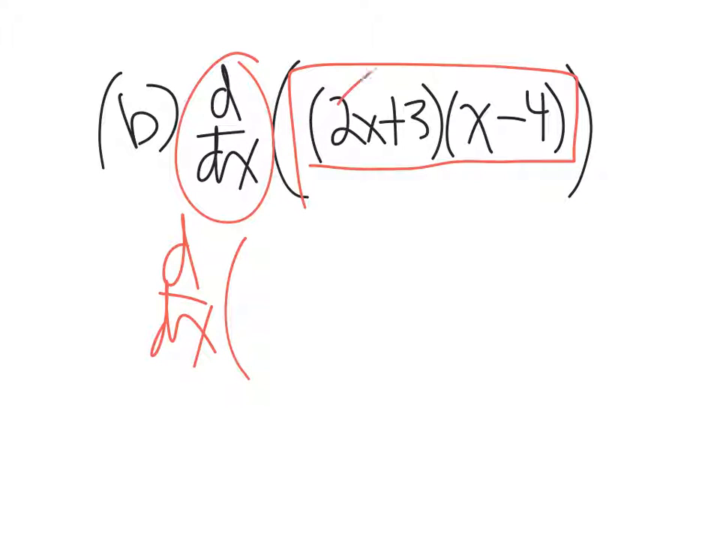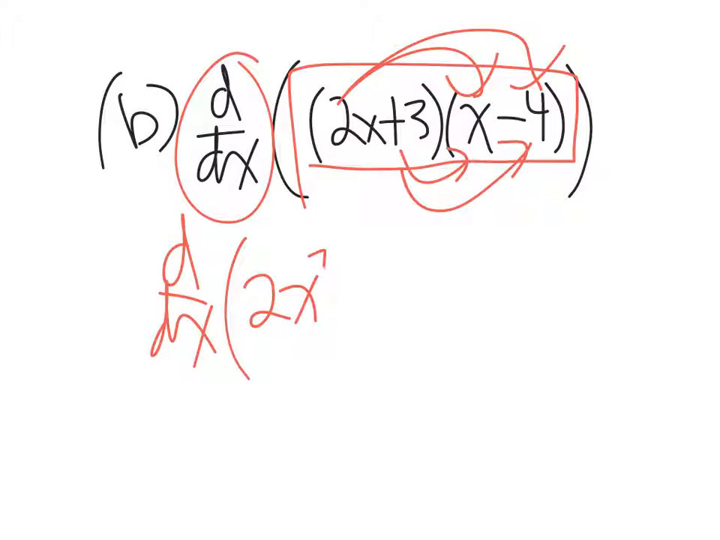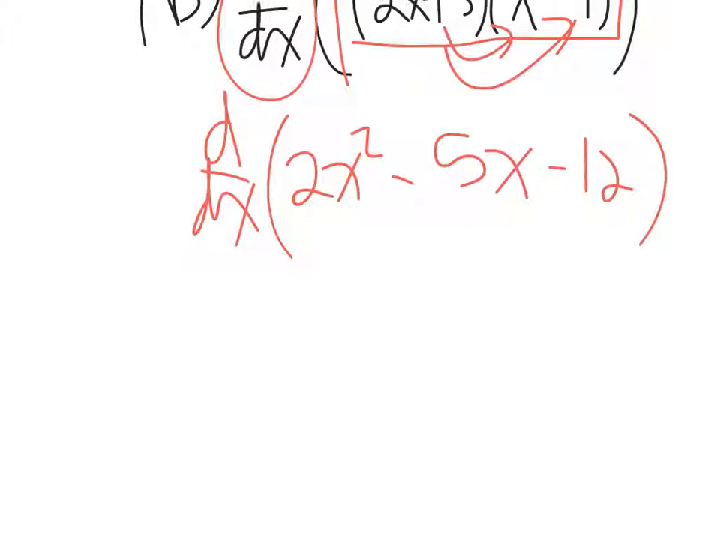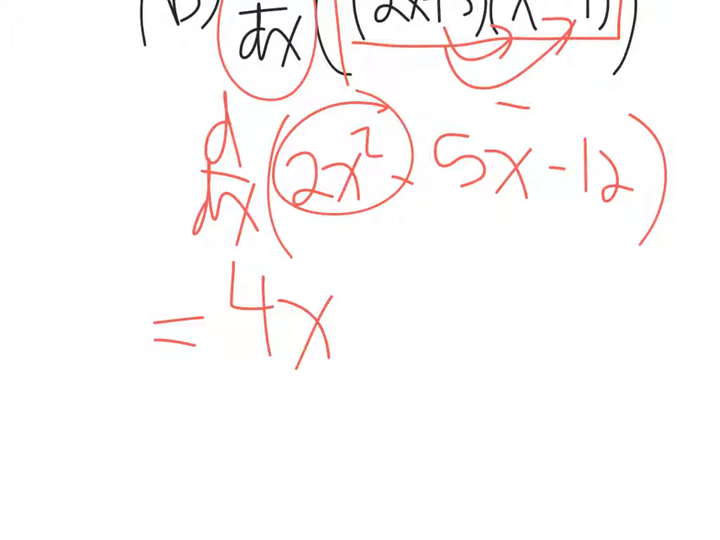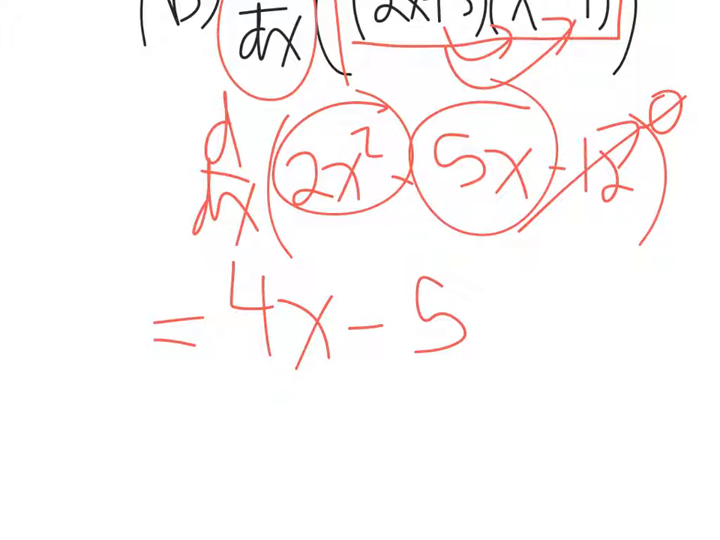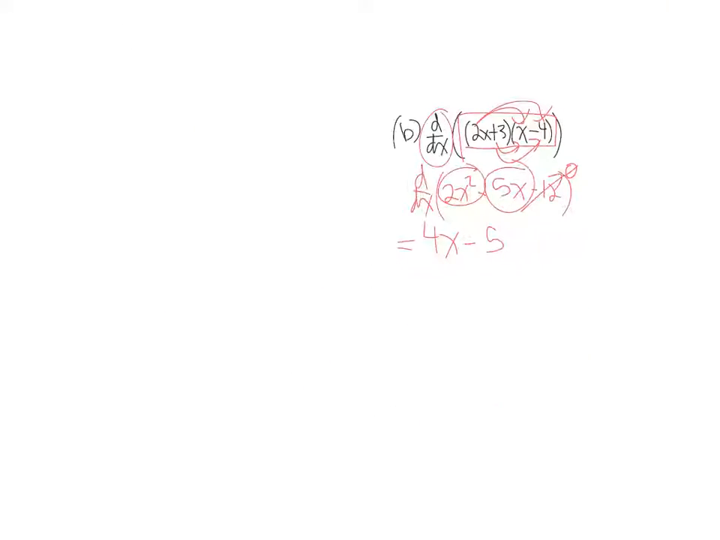So expanding through this bracket, I'm going to have 2x times x, 2x times 4, 3 times x, 3 times minus 4. 2x squared minus 5x minus 12. And now it's in a form that we can apply the power rule of derivatives. The derivative of 2x squared, or the slope of 2x squared, is 4x. The derivative of minus 5x is minus 5. And the derivative of 12 is 0. So the derivative is just 4x minus 5.